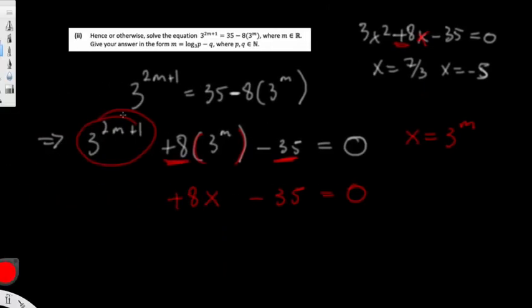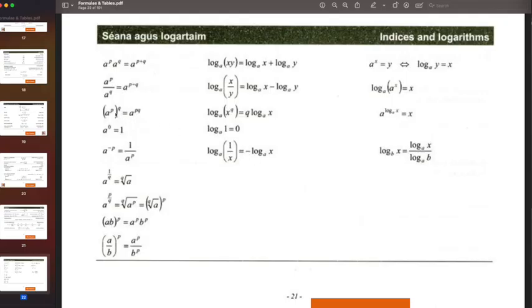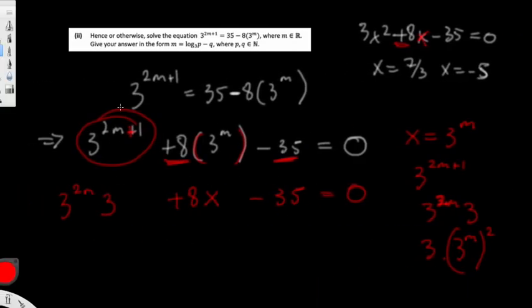So the first thing we can do is take this plus sign here, so we can say this 3 to the power 2m times 3. So let's do it over here. 3 to the power 2m plus 1 is equal to 3 to the power of 2m times 3 to the power 1, which is just the same as 3. Then this is 3 times 3 to the power of 2m, but 3 to the power of 2m is 3 to the power of m, all to the power of 2. This rule here, okay? We could take the 2 and put it outside like that. So that's over here.